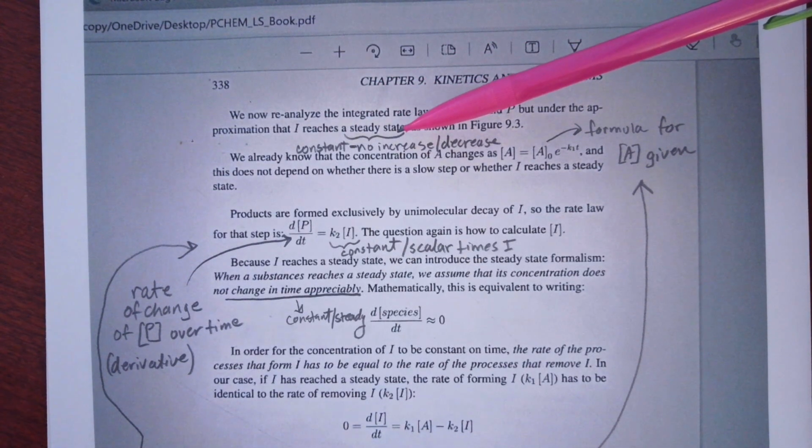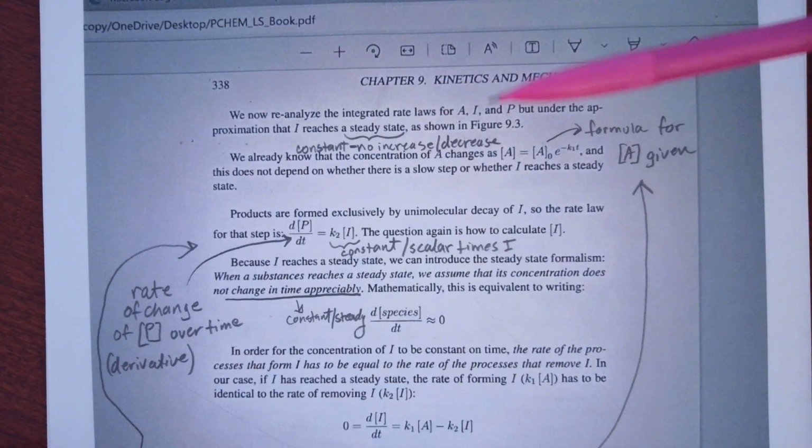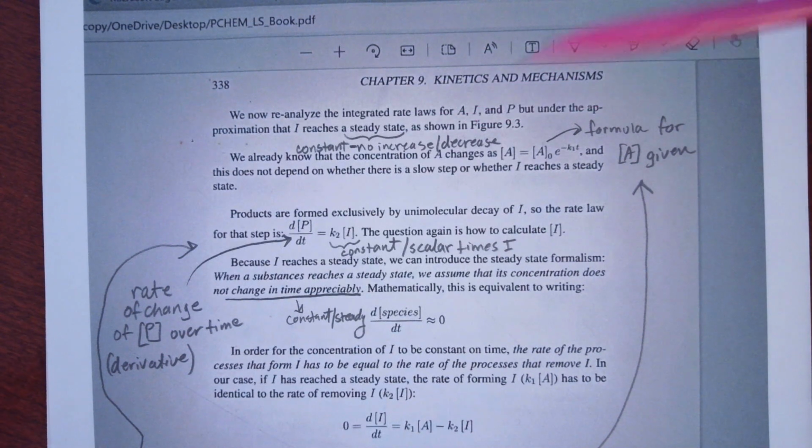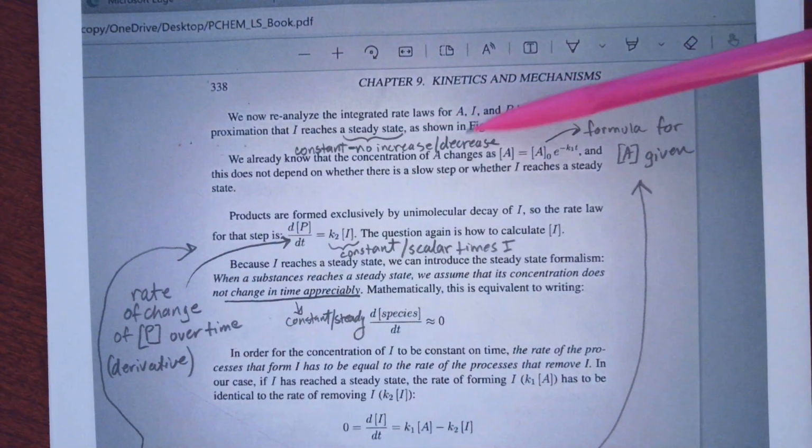So a steady state, they probably mean like a constant. And remember, if you have a constant, the derivative of a constant is zero. So that's a thing to know. A constant is no increase, no decrease. So it's basically like a flat line, right?